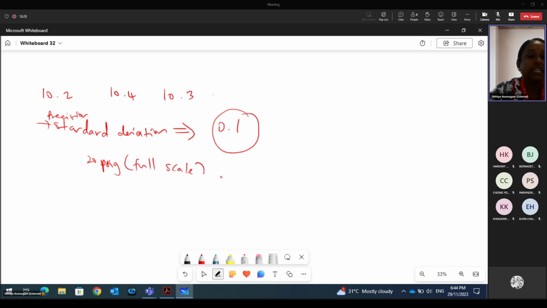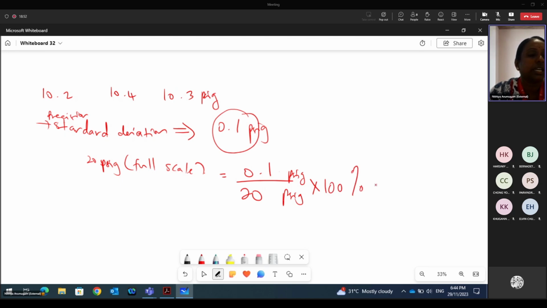We can get the percentage of full scale as 0.1 over the 20 PSIG. The standard deviation is in PSIG because all these units are in PSIG. So this is PSIG over PSIG times 100%. This is to calculate the percentage of full scale. So you will be getting 0.5% full scale. This is about precision.